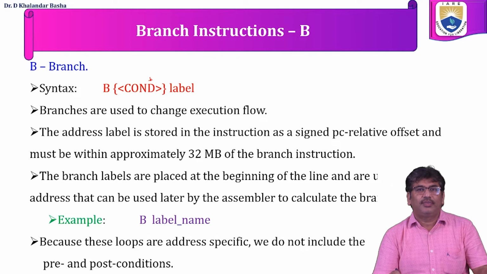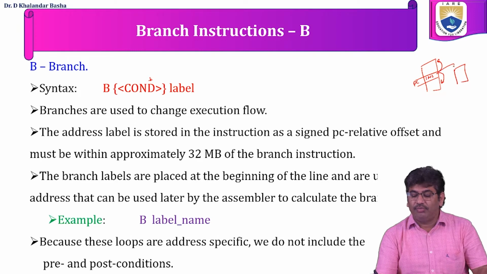The address label is stored in the instruction as a signed PC relative offset and must be within approximately 32 MB of the branch instruction. So if you have a program, and the current instruction is executing and its address is in the PC, the control will be transferred to another location, upward or downward, or to a subroutine. For this, the branch instructions are used.